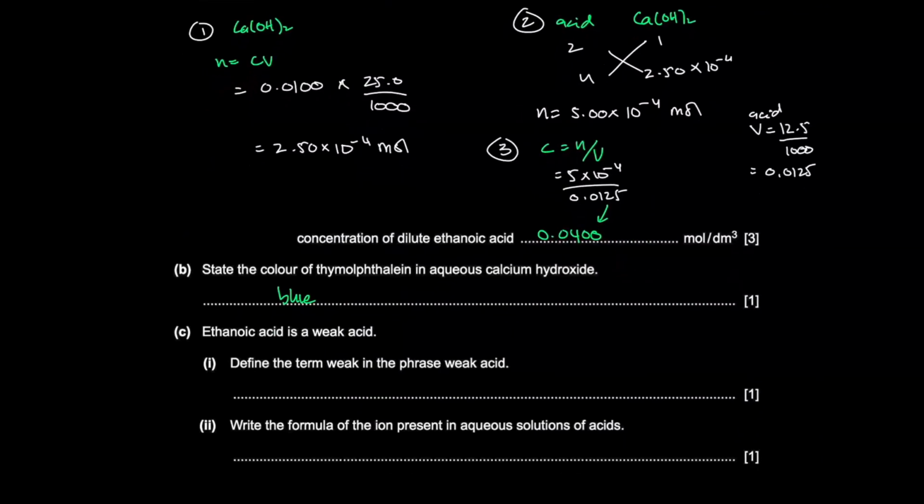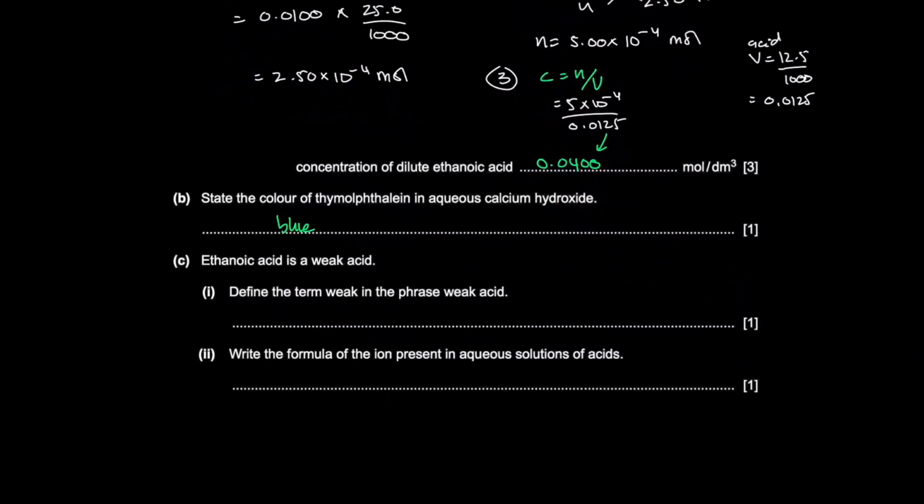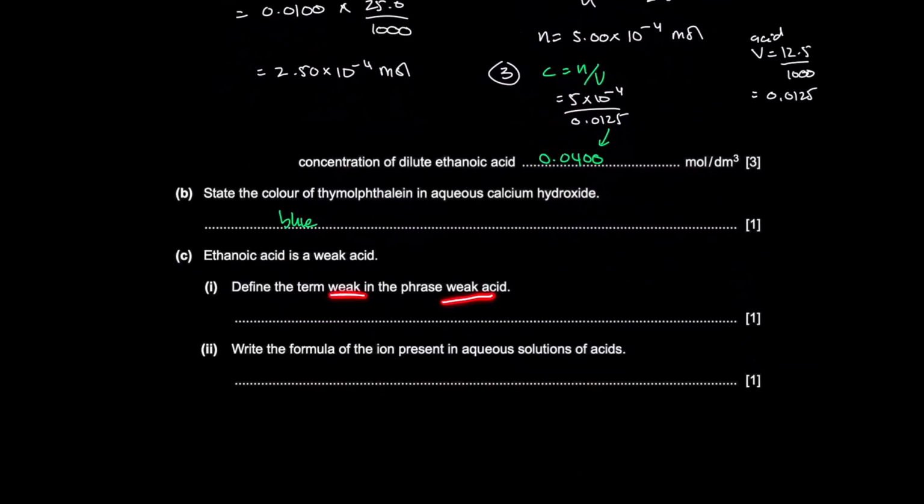Ethanoic acid is a weak acid. Define the term weak in the phrase weak acid. Weak means that it partially ionizes, right? Or dissociates partially. Okay? Partially ionizes or partially dissociates.